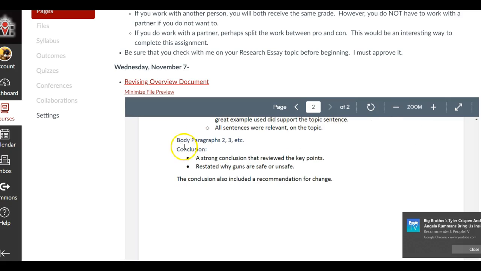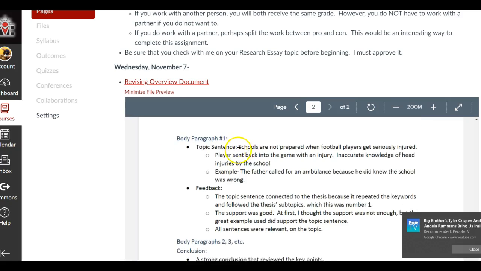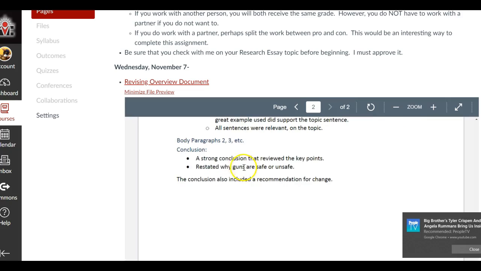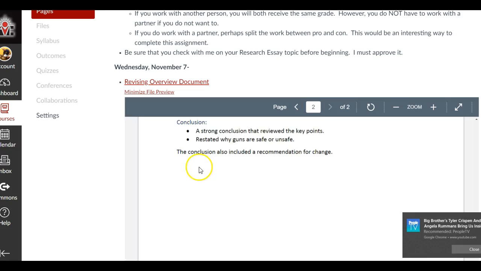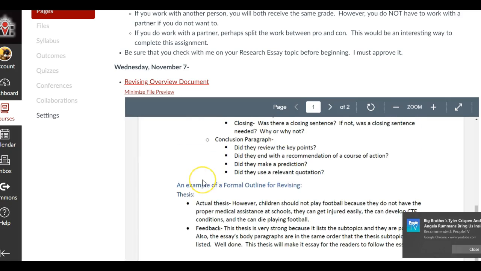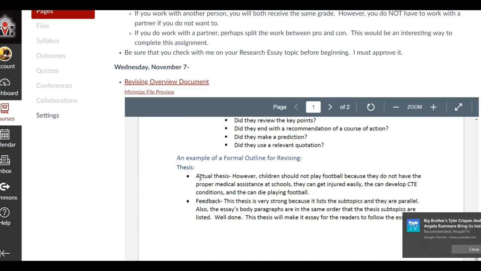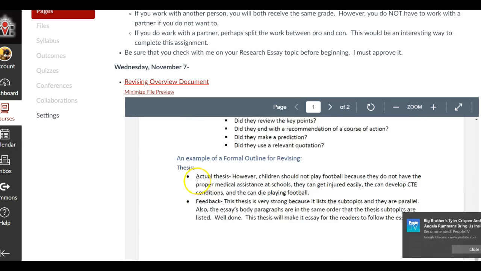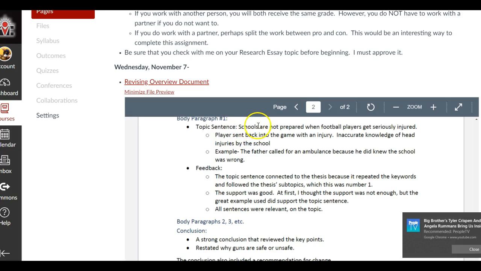So you'll give feedback, and then you'll continue to do the same setup for the rest of the essay. Paragraph 2, body paragraph 3, body paragraph 4. And then, let's see, the conclusion also included a recommendation. Okay, so that's what I said about the conclusion. So again, outline their essay. If you come to a body paragraph and you can't find a topic sentence where it says topic sentence, say topic sentence is missing, must include.